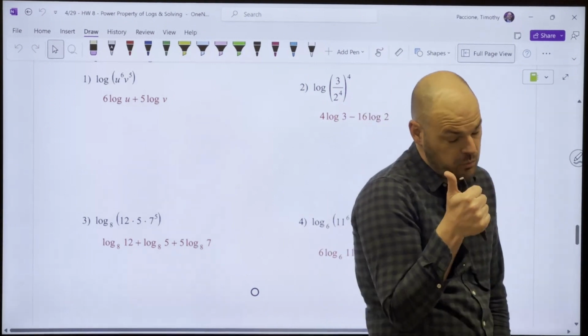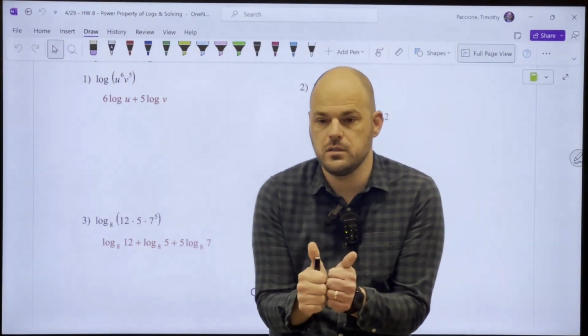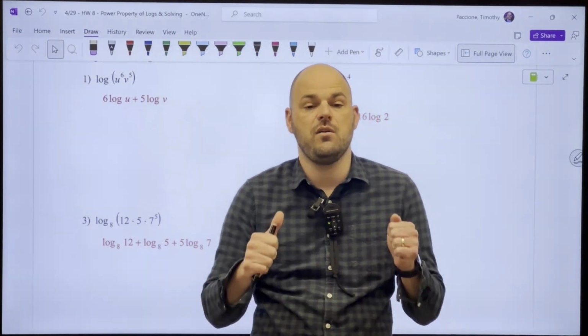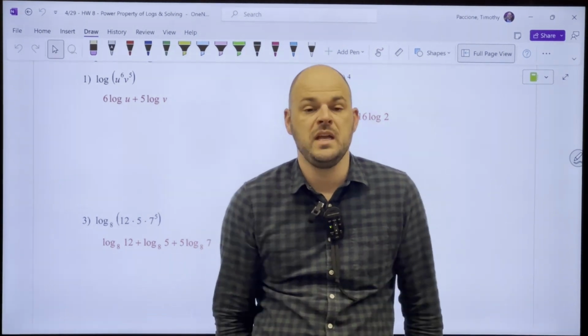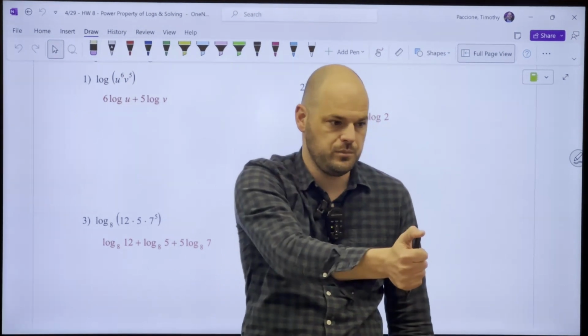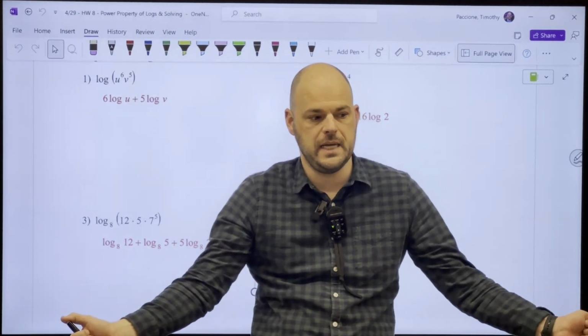In total we have our product, which is adding on the outside, multiplication on the inside. We have our quotient, which is division on the inside, subtracting on the outside. And we have our power, which is exponent on the inside, goes to the front. So we have all three.